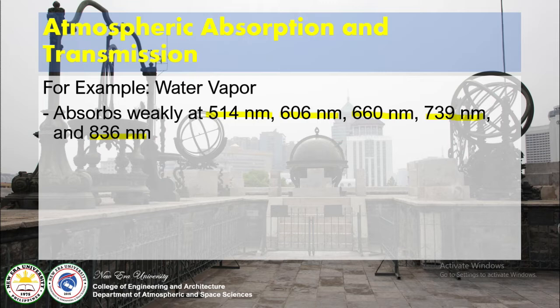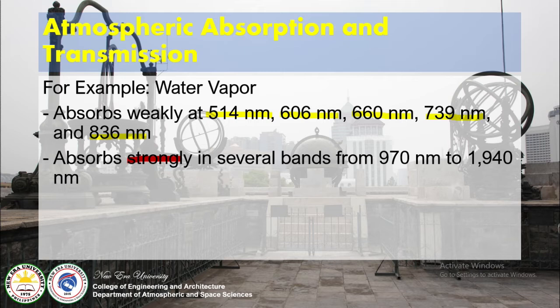Near infrared, sorry. Okay? So that is what water vapor in the atmosphere absorbs. Therefore, at some point we cannot detect these wavelengths because they were absorbed by the water vapor. Now, it absorbs strongly in several bands from 970 to 1,940 nanometers. So it absorbs quickly from these wavelengths, but strongly at these wavelengths. It means that we cannot detect these wavelengths because they were absorbed by water vapor.